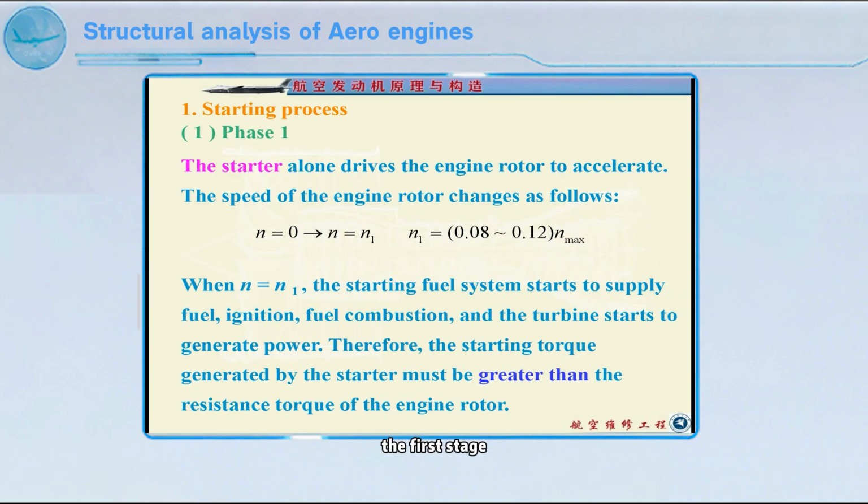The first stage, the driving force that drives the engine rotor to accelerate, comes from the starter. That is, the starter alone drives the engine rotor to accelerate. The rotor speed rises from 0 to N1. N1 equals 0.08 to 0.12 times the maximum speed, at which time the starting fuel system starts to supply fuel, ignite and burn fuel, and the turbine starts to generate power. Therefore, the starting torque generated by the starter must be greater than the resistance torque of the engine rotor.